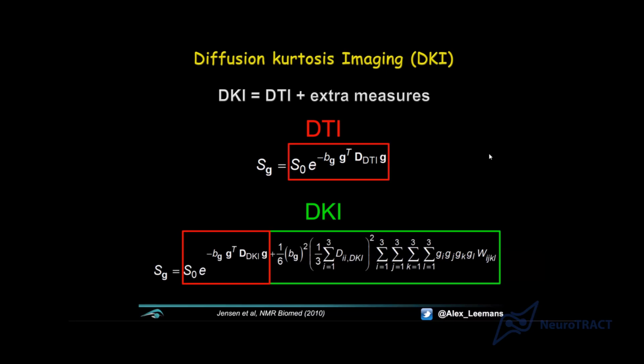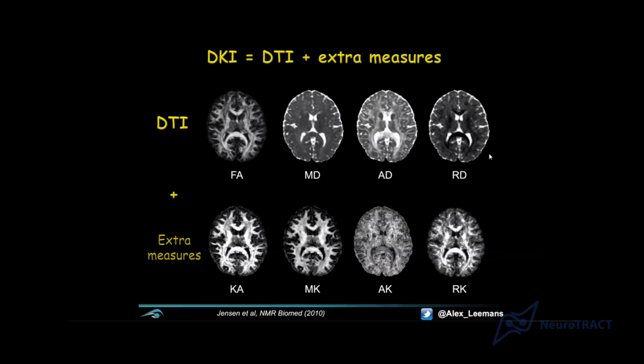So if you have a non-zero kurtosis, it basically means that your distribution is non-Gaussian. If your kurtosis is zero, then it basically collapses back to the Gaussian system. Okay? So, what does it mean in practice?